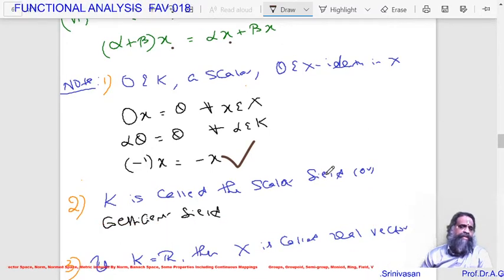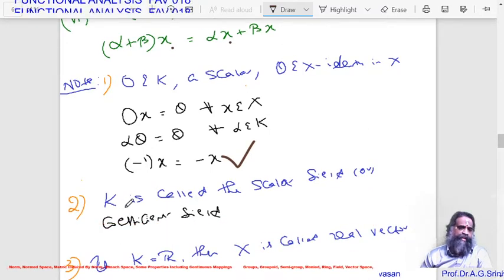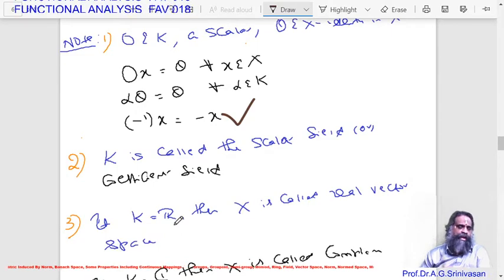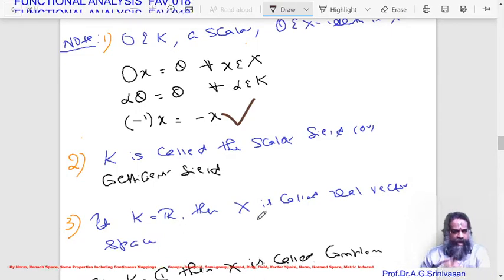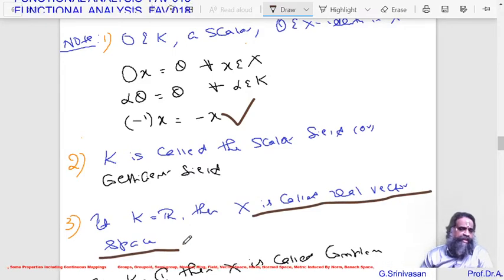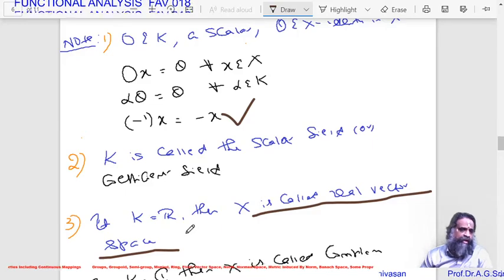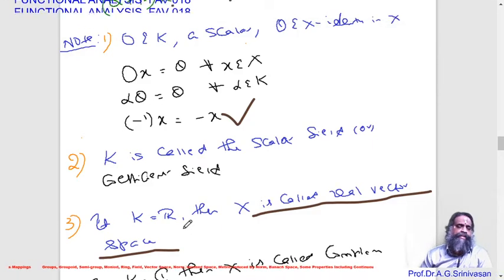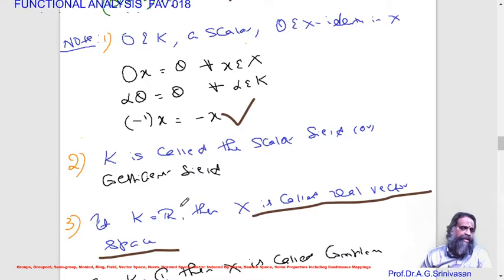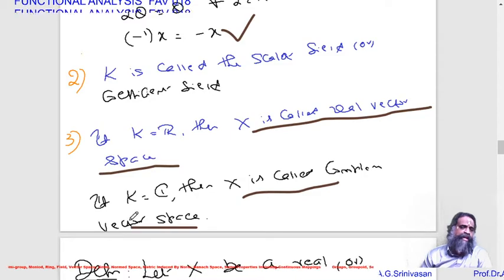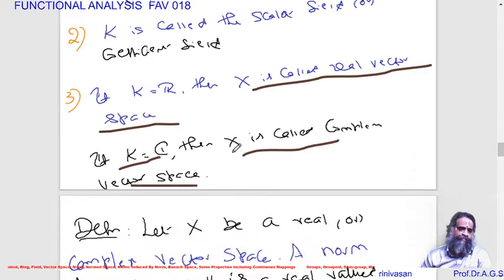K is called a scalar field or a coefficient field. If the field is equal to R, the set of all real numbers, we say X is called a real vector space. When I say a real vector space, it is not that the space is real; the field is real. X can be any abstract space, but the field used for the vector space is real. In the same way, we define a complex vector space if K is equal to C.